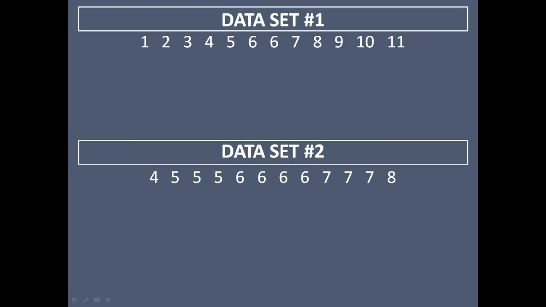What we're going to look at in this video is measures of variability. And really that's just a fancy way of saying measuring how spread out our data is. We'll start by looking at two different data sets. Here we have data set 1 and data set 2 that are already nicely arranged in an array for us.